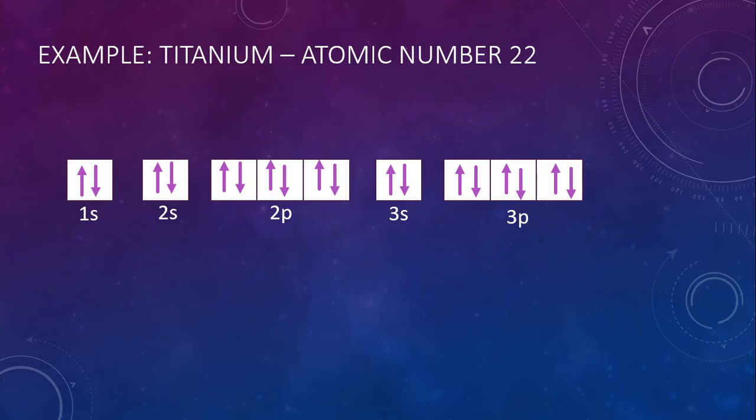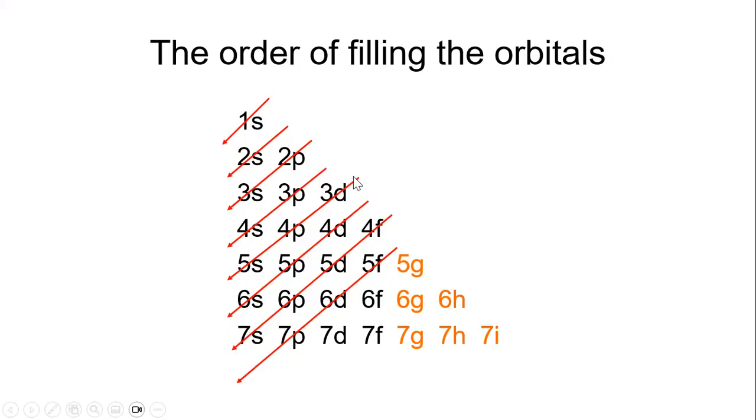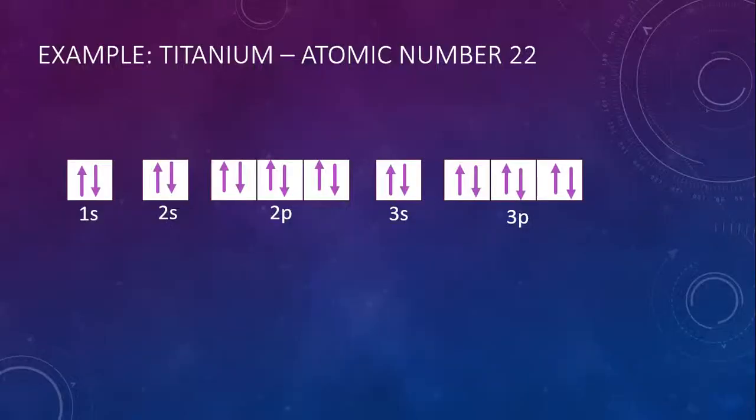We need to keep going. So we go back to the pyramid, and we say, what happens after 3p? After 3p, we have 4s. So the next electron is going to go in 4s. Now, we have accounted for 18 total electrons so far. We have 1, 2, now we're up to number 19 and number 20. We have only 2 more electrons that we can add.